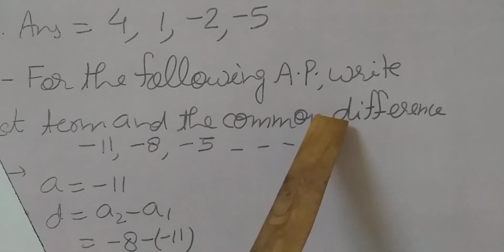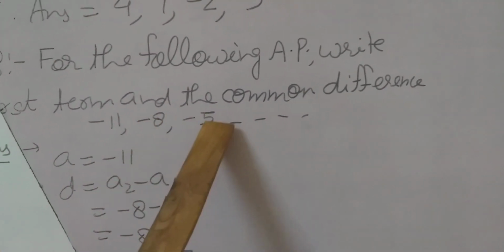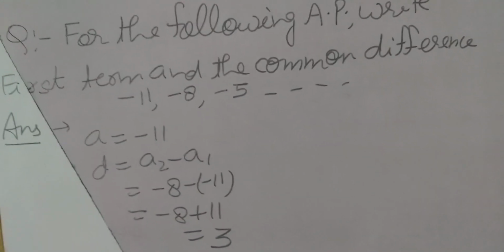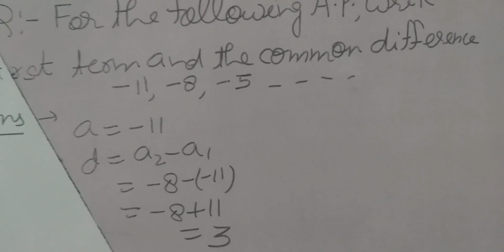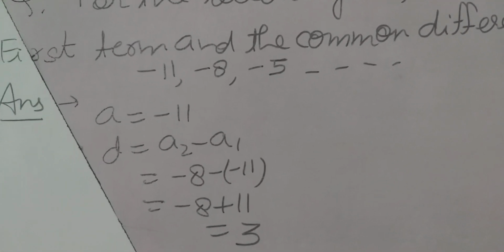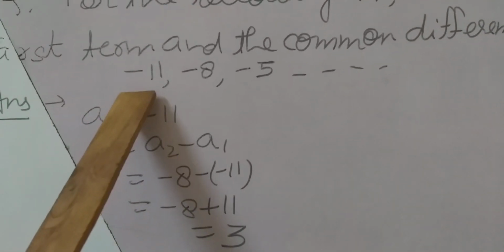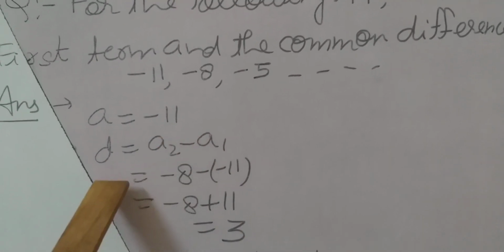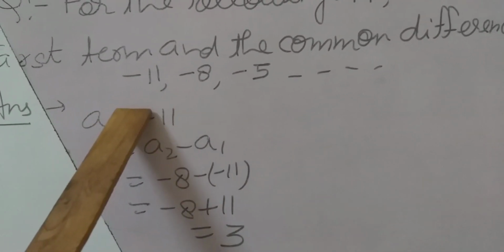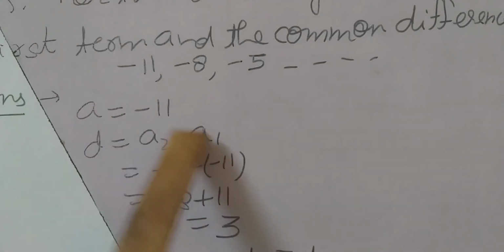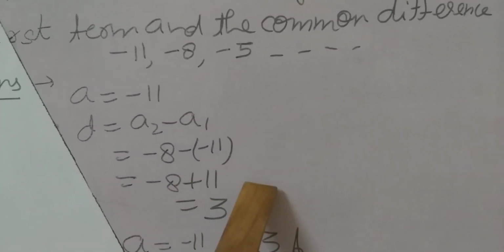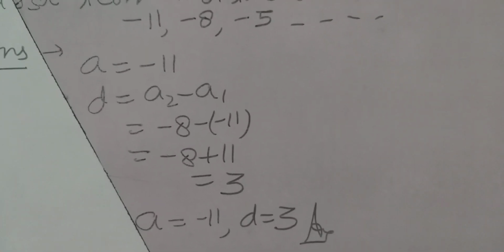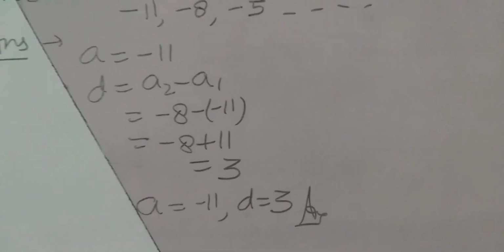Now students, second kind of question. For the following AP, write first term and the common difference. The sequence is given to us, students. It is an AP. We have to find out first term and the common difference. So first term A is -11, given. D equals A2 minus A1, that is -8 minus -11. So -8 plus 11 equals 3. So A equals -11 and D equals 3.